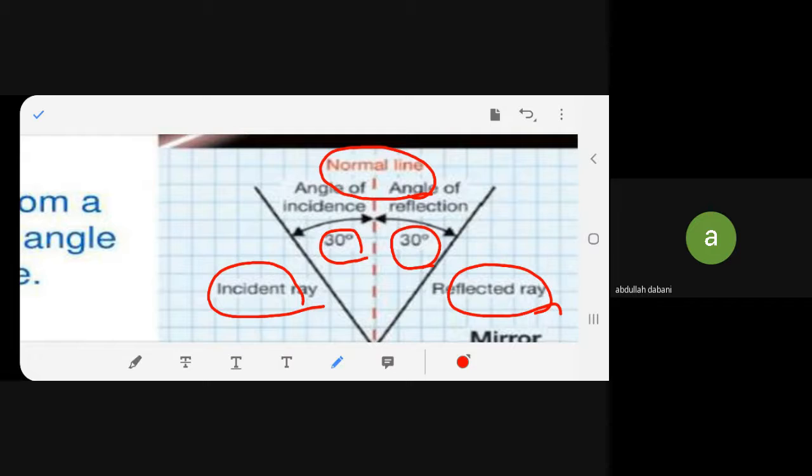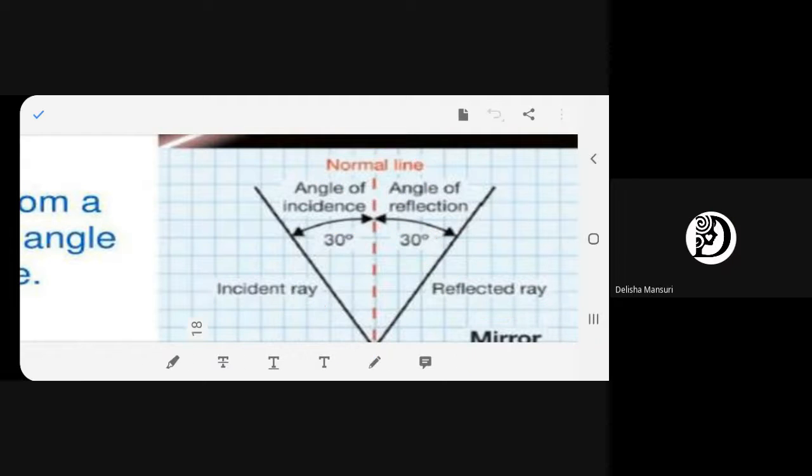Now tell me, any problem? You have learnt the two laws of reflection, all of you. I have taken 3, 4 slides for the same thing. I think you have understood why I have done so. So have you learnt by heart now the two laws of reflection? All of you, beta?